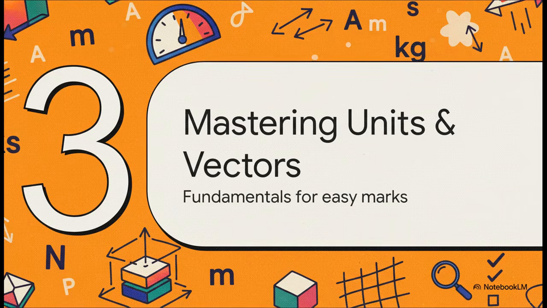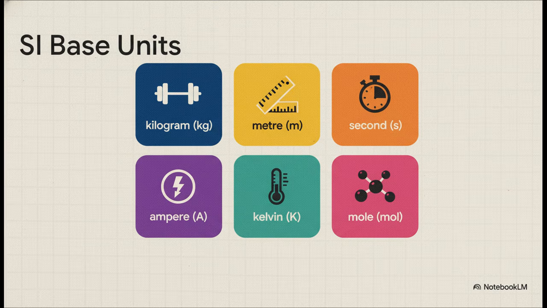All right, next section. Let's talk about mastering units and vectors. Honestly, this is where you can scoop up some really easy marks that other people just throw away. These are the fundamentals that hold everything else up. Look, there's no way around this one, you guys. You just have to memorize the 6 SI base units. They are the absolute building blocks for everything else in physics.